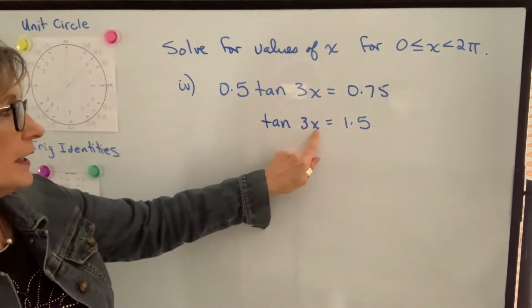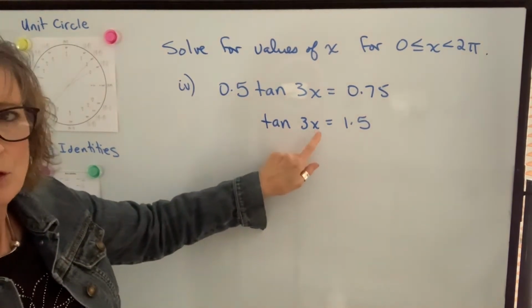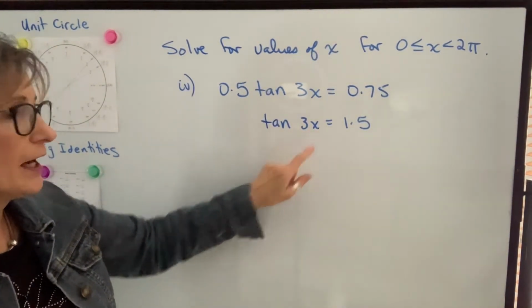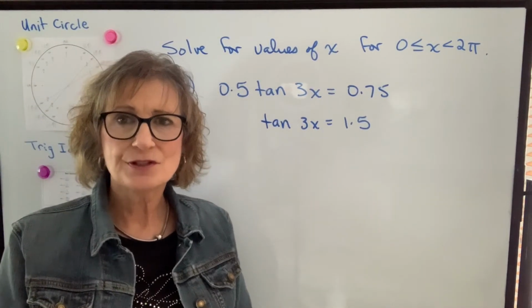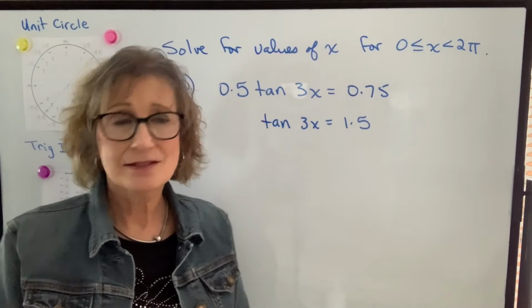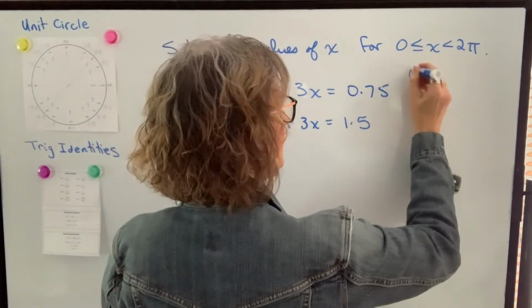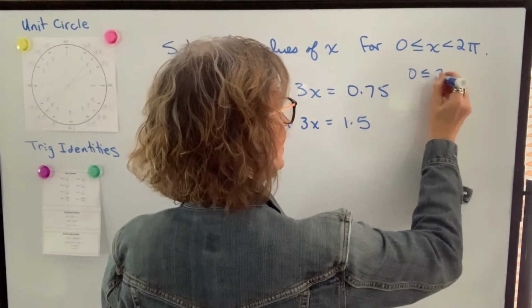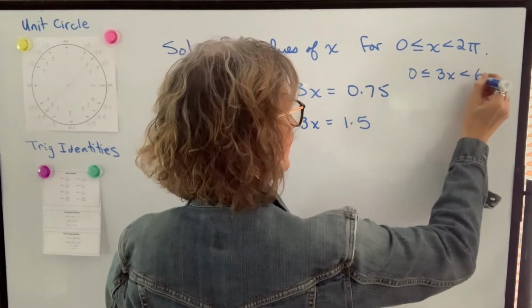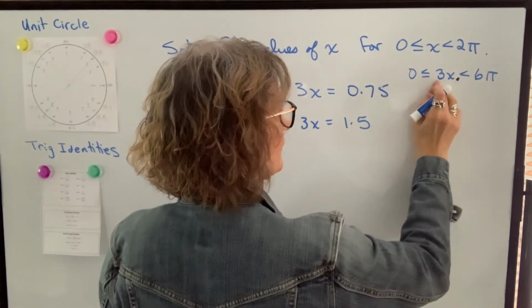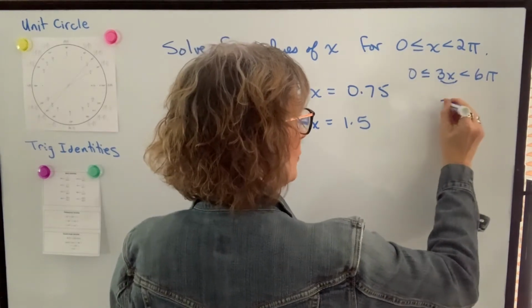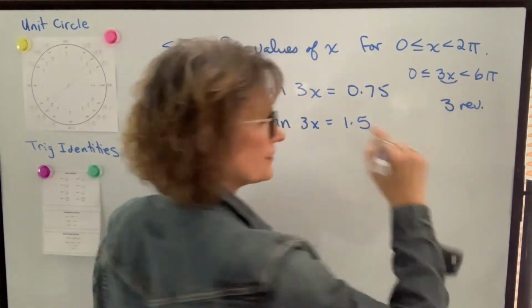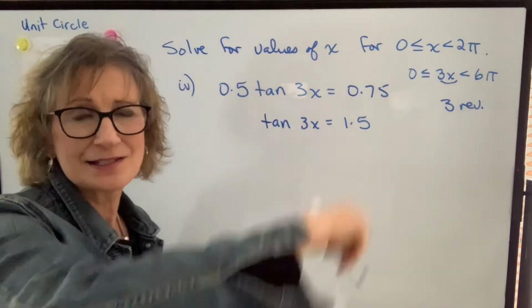Now, pay attention to the coefficient here. If we have 3x, that means we're going to have 3 times the number of solutions than if it was just an x. Because if I multiply everything here by 3, this angle is between 0 and 6 pi, which is 3 revolutions. 2 pi, 4 pi, 6 pi.